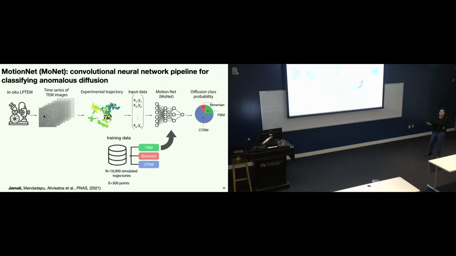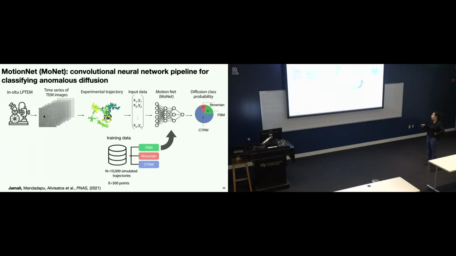Once we collect all of these trajectories from LPTEM experiments, we analyze them. At the end, what we have is a matrix of the x and y coordinates of the particle in time, which we treat separately, x and y separately. And we designed a convolutional neural network. The algorithm that we designed is called MotionNet, or MoNet, and it is not just applicable to liquid phase TEM, but to all sorts of microscopy.